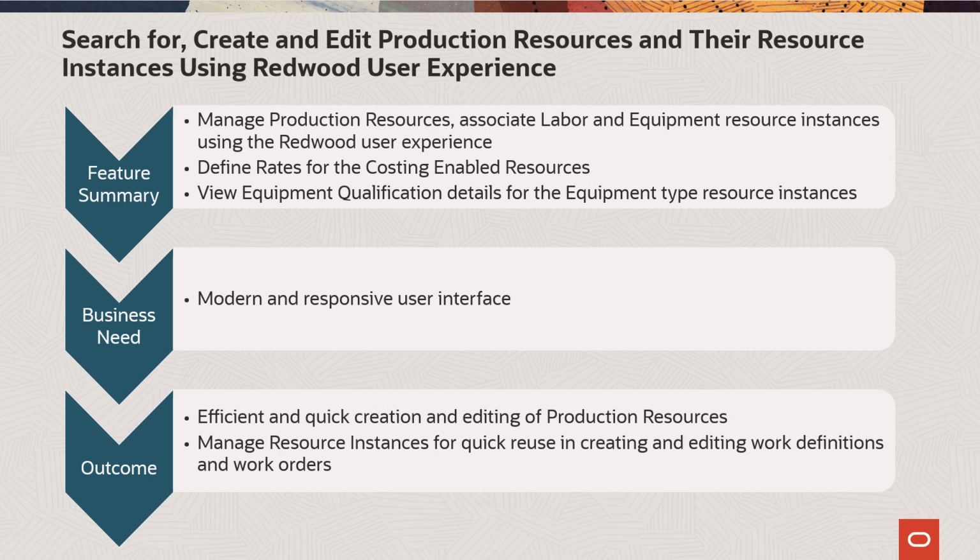With this feature, you can now create and edit production resources, associate labor and equipment type resource instances using the Redwood User Experience. You can also search for resources using keywords and filters. You can define resource rates for the costing-enabled resources. Also, view equipment qualification details for the equipment type resource instances.